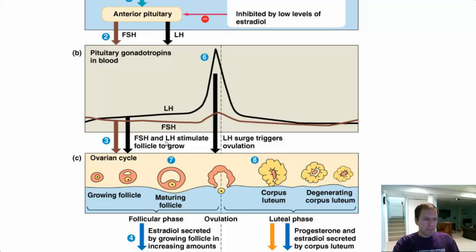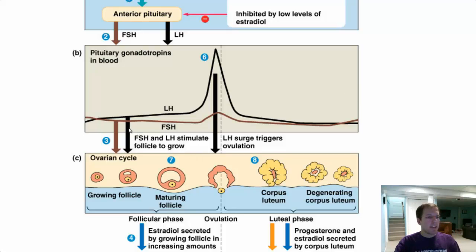Now the LH, as it's released, is also going to travel through the blood. It's going to increase slowly over the course of the menstrual cycle. So you can consider one cycle from the beginning here on the left of this chart to the end of the cycle on the right.